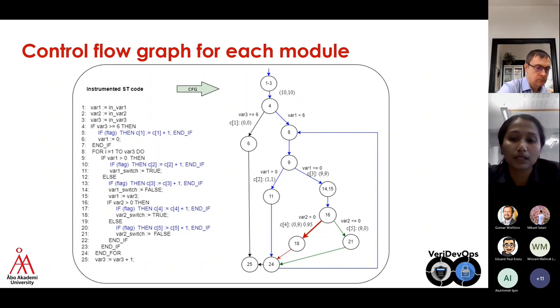And the arrow edges are labeled with a suspiciousness score, and the most suspicious ones are the ones executed the most number of times by the failed tests.